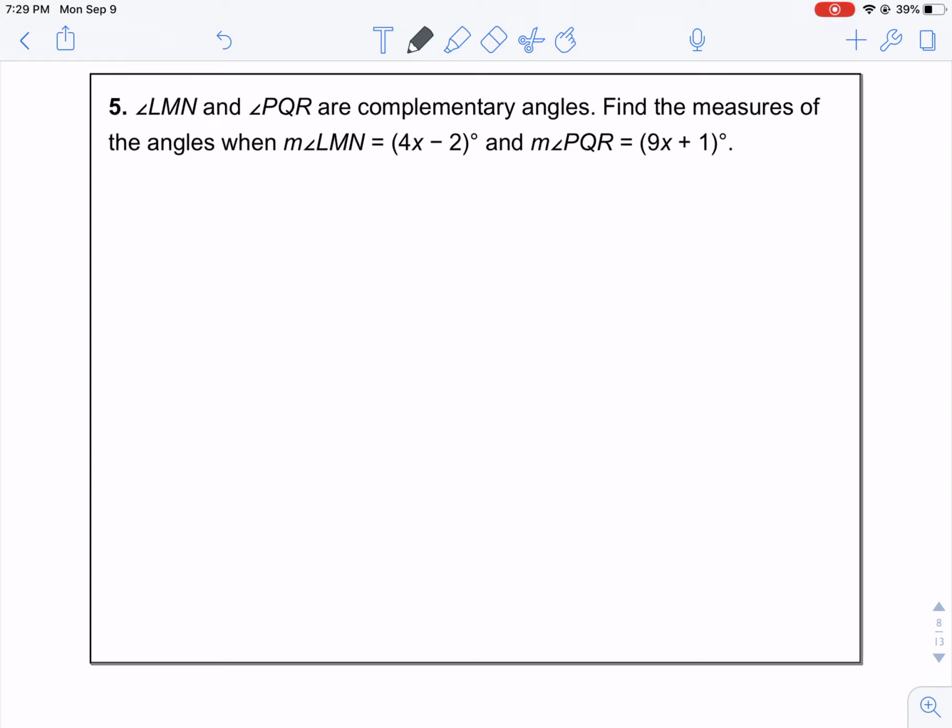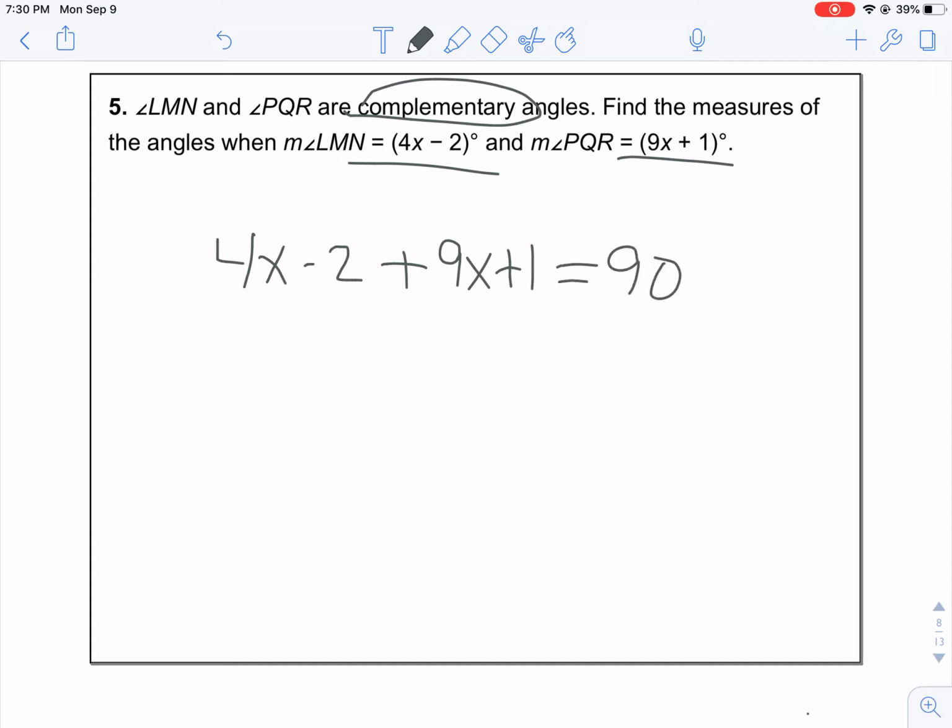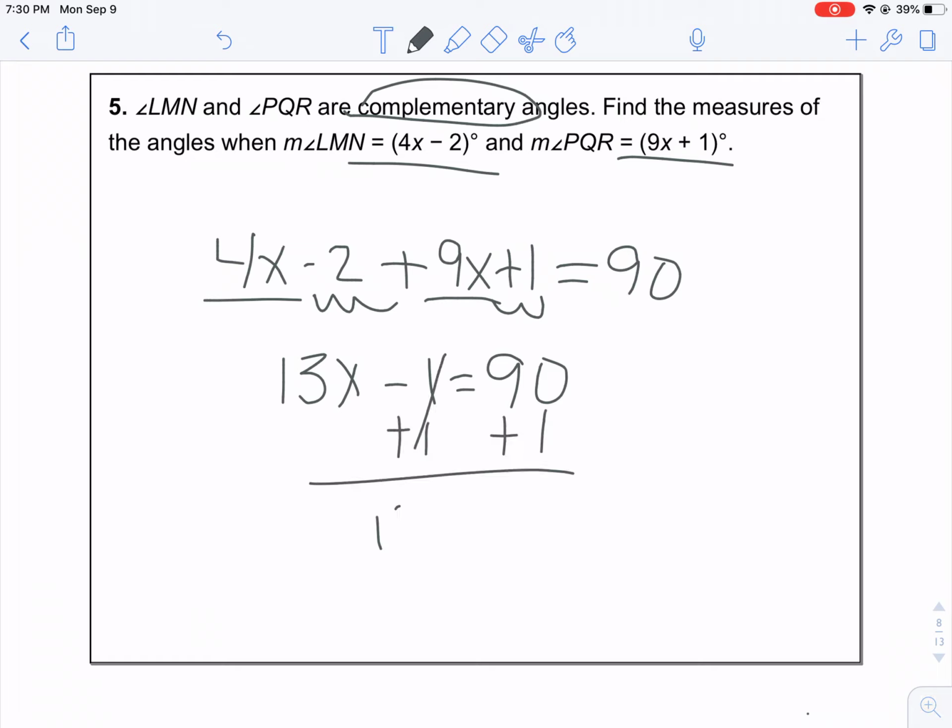It says find the measures of the two angles when one of them is 4x minus 2 and the other one is 9x plus 1. If I know they're complementary, then that means I could take 4x minus 2 plus 9x plus 1 and set it equal to 90 degrees. Combine your like terms and you get 13x minus 2 plus 1 is minus 1 equals 90. You add your 1 over and you get 13x equals 91. Divide by 13, so x is 7.